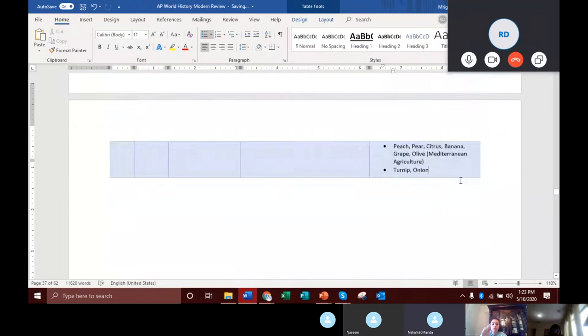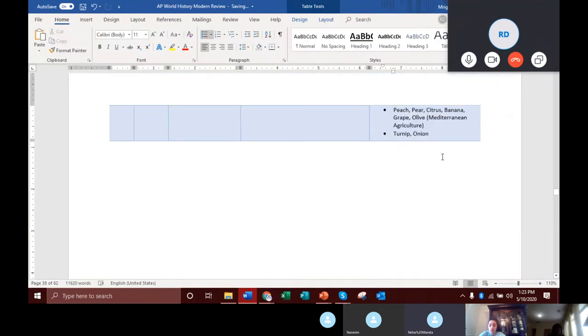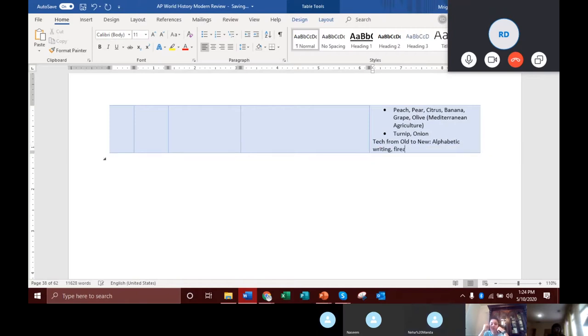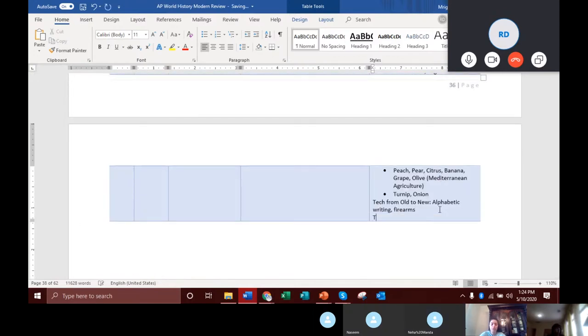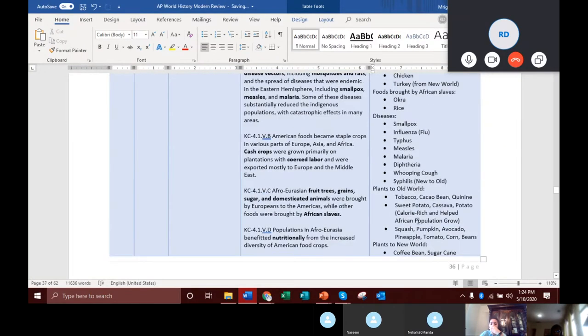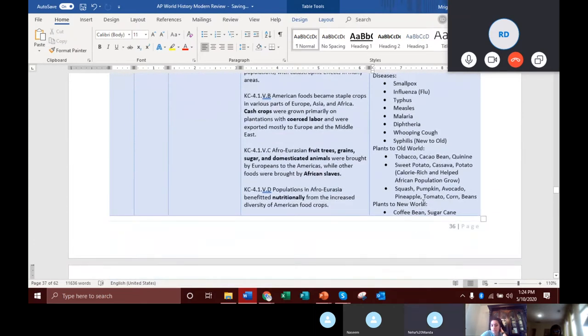Technology, maybe? Sure. Alphabetic writing and firearms. Tech from old to new? I think so. Okay. Alphabetic writing and firearms. Good. And then technology from new to old was rubber and quinine. We could put quinine here then, I guess. We can put it in both. That's fine. Anything else? I think that's pretty much it. That should give you enough to talk about.